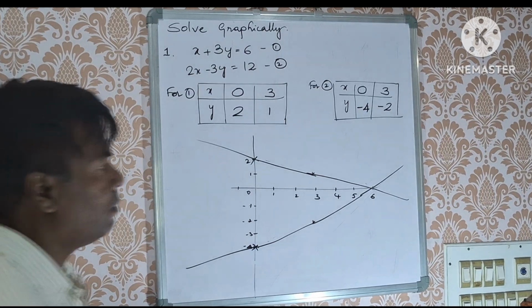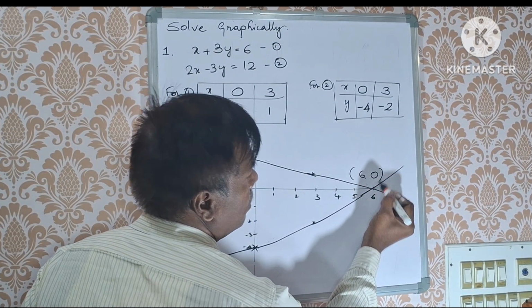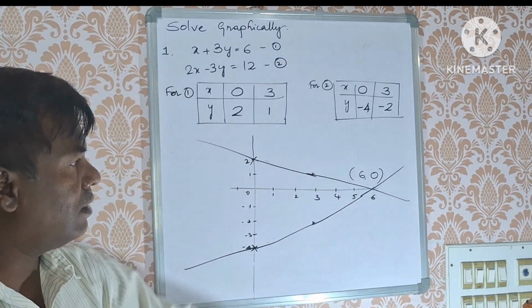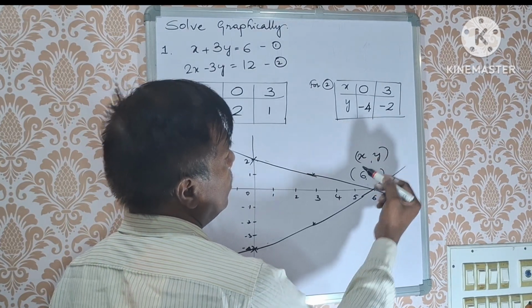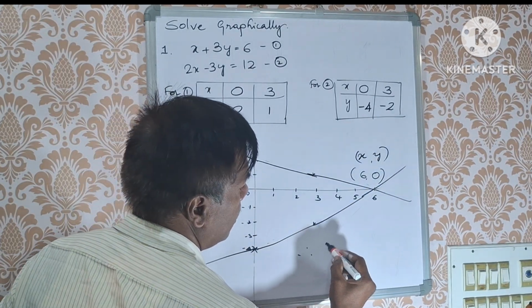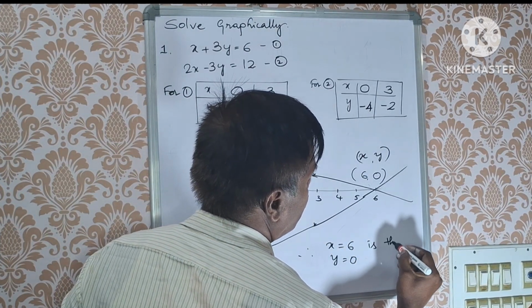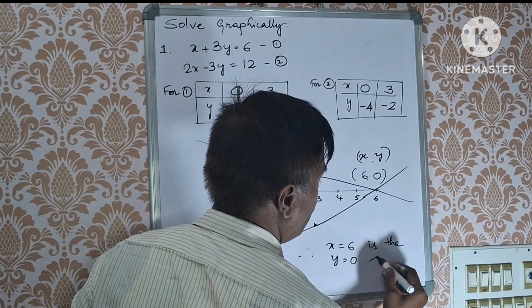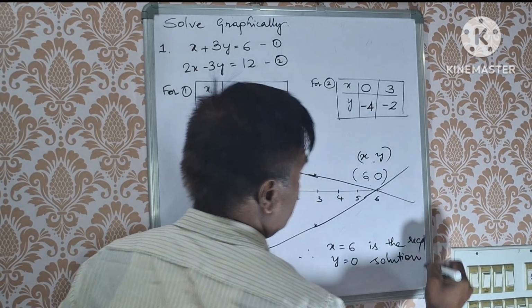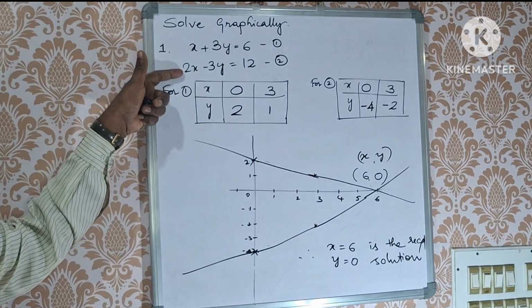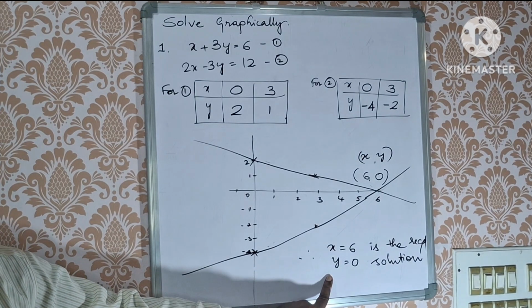The intersection of these two lines will be this point. That is x equals 6, y equals 0. The value of y on the x-axis is always 0. So this is (x, y). Therefore, x equals 6, y equals 0 is the solution, the required solution. So if we solve these two equations, we get x equals 6, y equals 0 by graphical method.